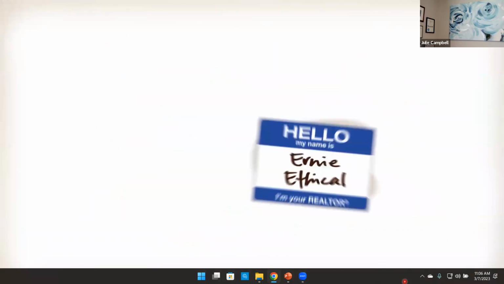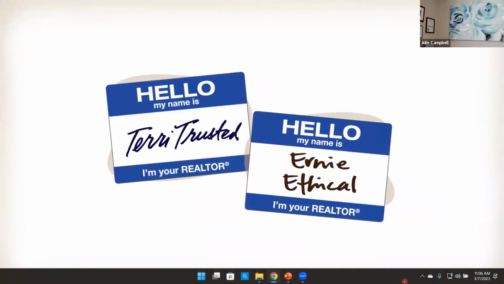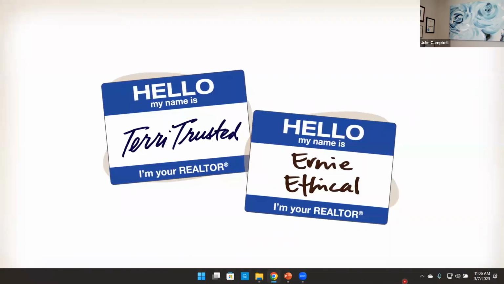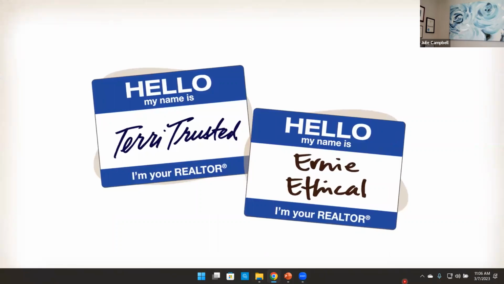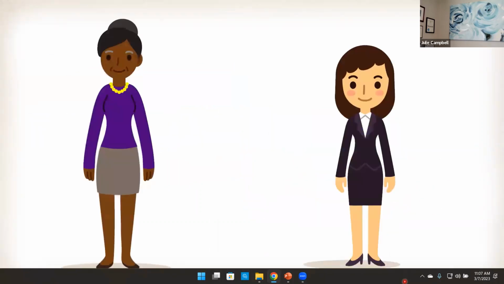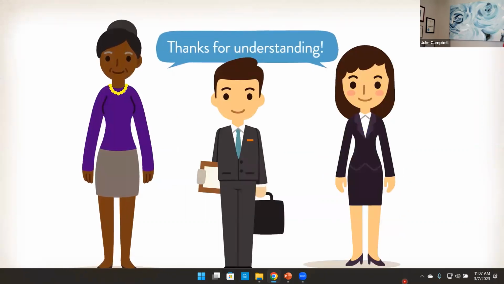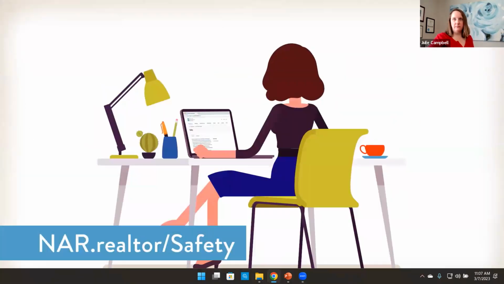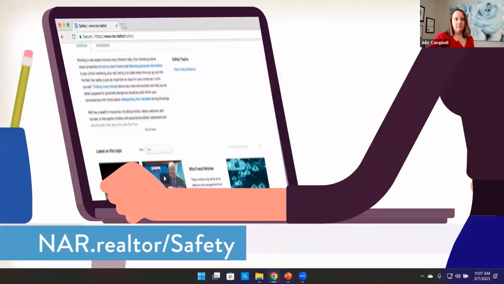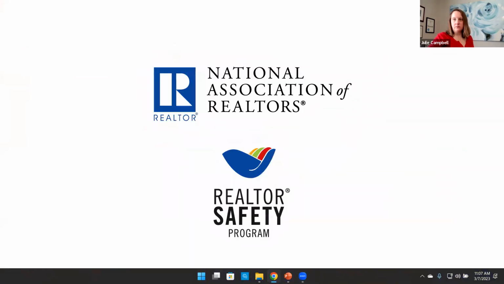There is something to be said about safety in numbers. Consider bringing along a colleague when holding an open house. If there are several potential buyers walking through the home, even better to have 2 agents on hand to answer questions and keep an eye on things. Safety is an important part of real estate. Be prepared and follow the protocols and processes that have been put in place to keep you and your clients safe. For more information and additional resources, visit www.nar.realtor/safety.